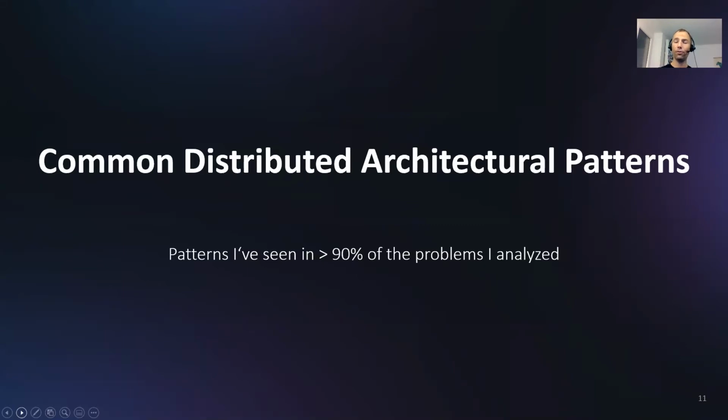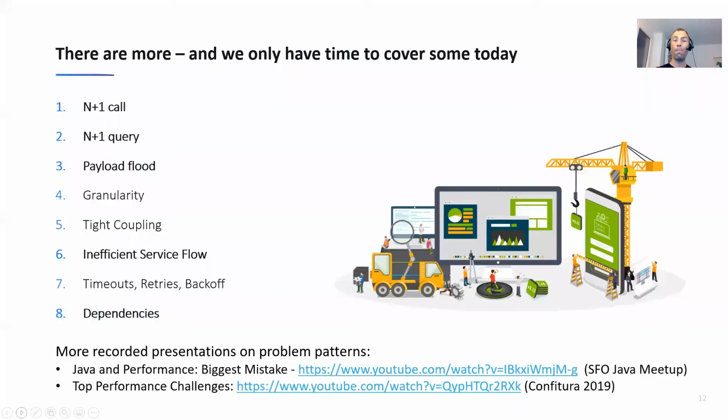I've seen a lot of patterns because I've tried to help a lot of organizations over the years to understand what's happening in their architectures right now and where potential bottlenecks are. Now, there are many patterns out there. I want to focus on only a couple today, not all of them, only those that are in bold letters. But if you want to know more, I have given presentations like this in the past, and there are links at the bottom to some of the recent meetups and conference presentations I did, like at Confitura or at the San Francisco Java meetup.